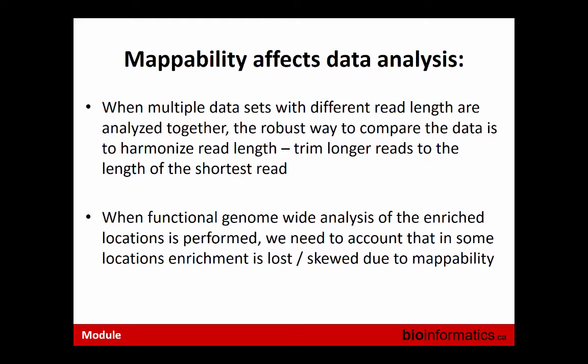So I more or less mentioned already that mappability affects our analysis. That's also something for you to keep in mind. When you analyze data with different read lengths, let's say one experiment with 36 bases and another experiment 100 base pair long, the only way to analyze this data in an unbiased way is to trim the longer reads to the shorter one, which sounds insane, crazy. You lose your data, but that's the only way to compare apples to apples, because otherwise you will see differences just due to different mappability in different locations, which you can't decipher. You can do all kinds of corrections, but it's very difficult, and people can criticize you for that.